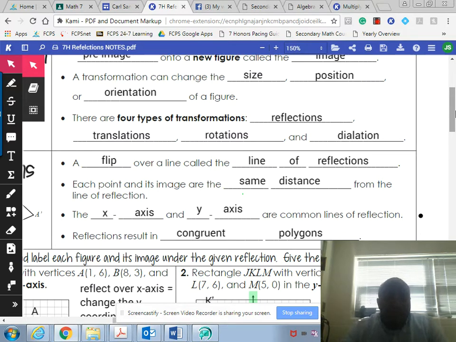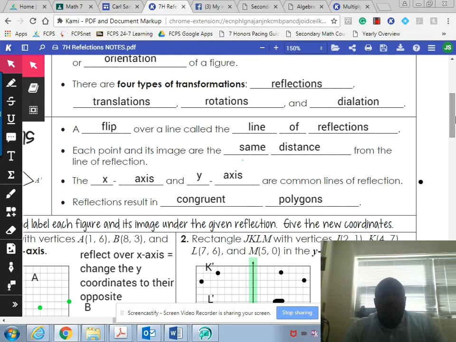That goes back to the four different types of transformations we have. We can have a reflection. We can translate by sliding it across. We can reflect it across a certain axis. We can rotate it around the origin, or we can dilate it. And dilating means make it bigger, or make it smaller. Now today we're focusing on reflections.